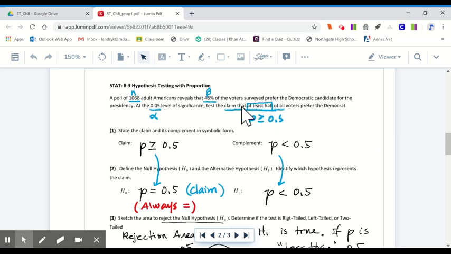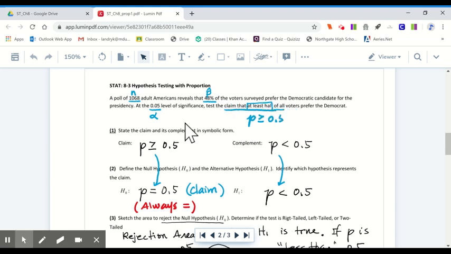Here is an example. Now we're going to do a word problem. A poll of 1,068 adult Americans reveals that 48% of the voters surveyed prefer the Democratic candidate for the presidency. At the 0.05 level of significance, test the claim that at least half of all voters prefer the Democrat.